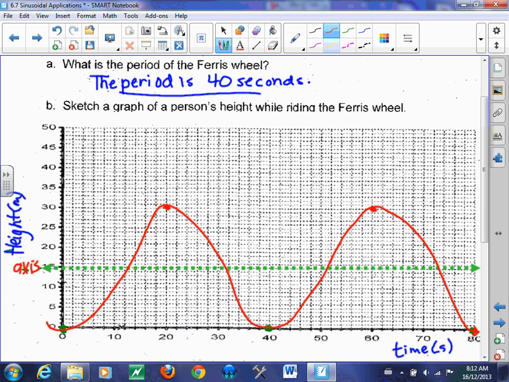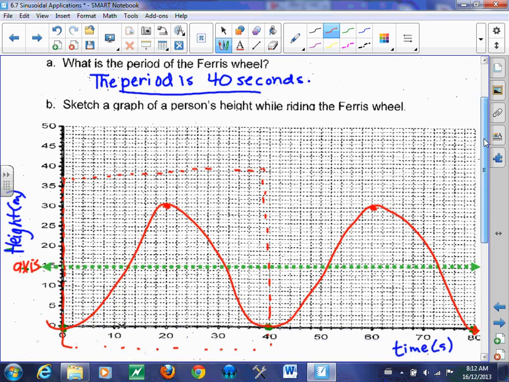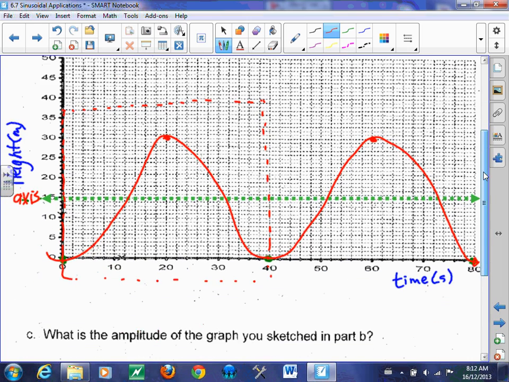And if you were concerned about showing your box, we started at 0, and it took us 40 seconds to complete. So there's your box that shows one cycle. All right. Everybody okay with that diagram? All right, let's use that to help us answer some questions.